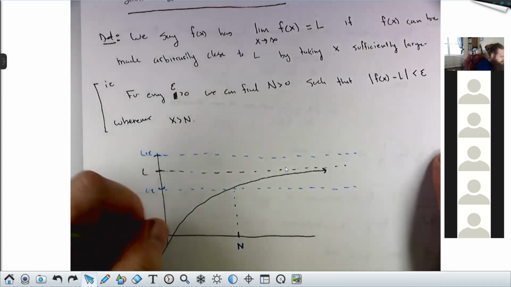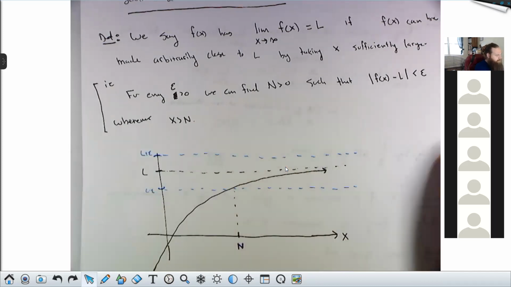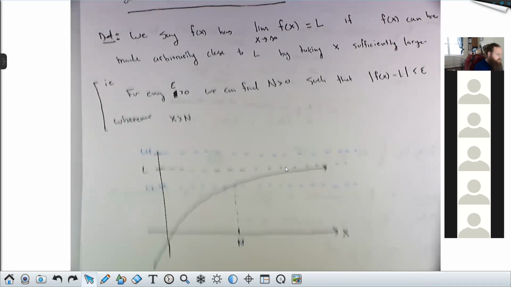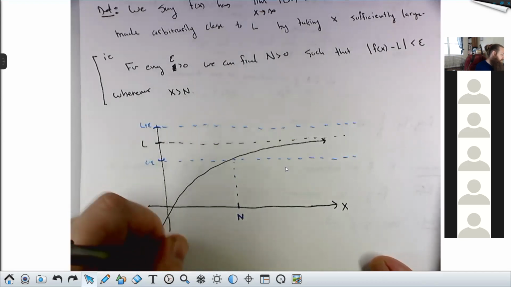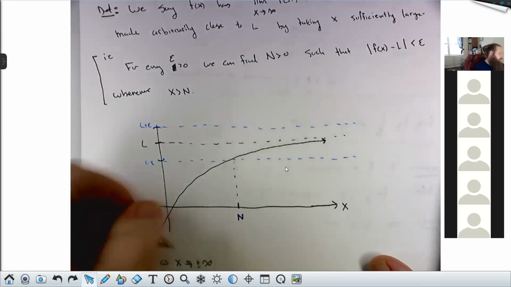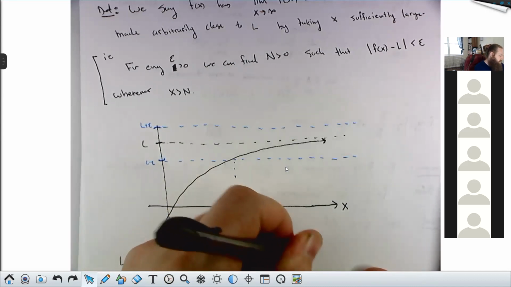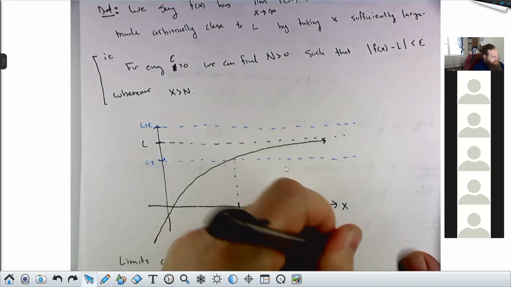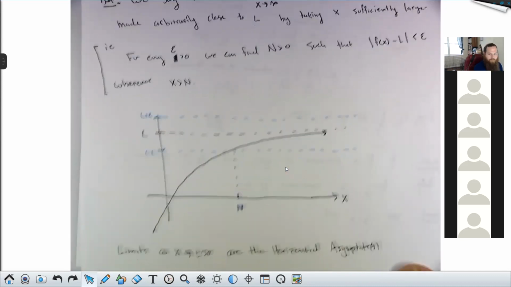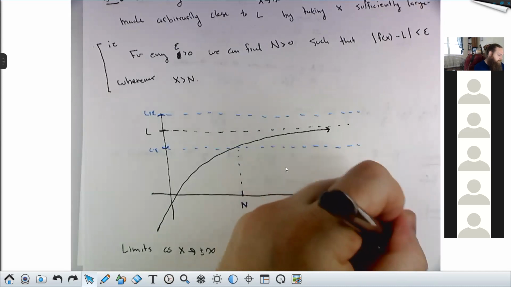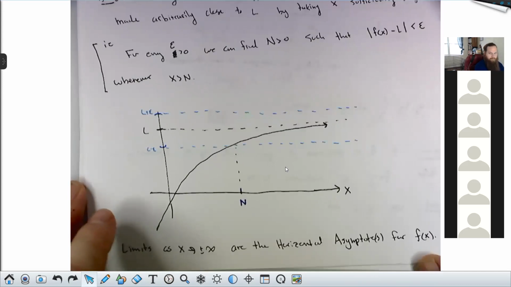So L in this case is the value of the horizontal asymptote? Exactly. So limits at infinity are the same as horizontal asymptotes. That's the take-home message. So limits as x goes to plus or minus infinity are the horizontal asymptotes. It's possible to have different ones, more than one, for a function f. That's it.